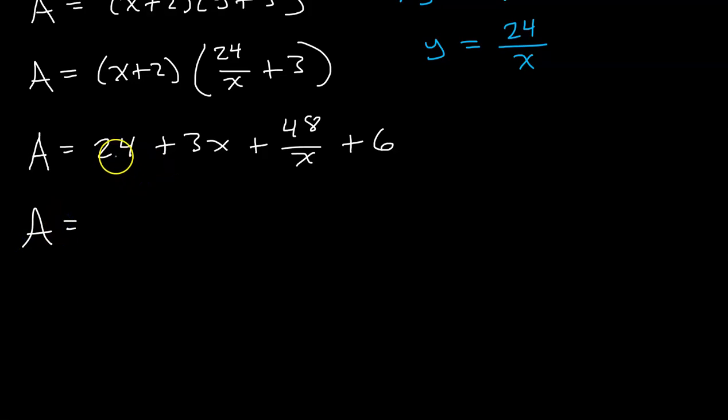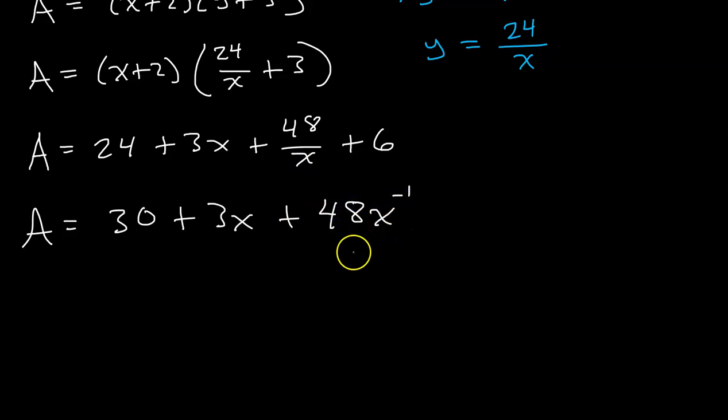So combining like terms, I'm going to have 30 plus 3x plus, I'm going to go ahead and write 48 over x as 48x to the negative 1 power, so I can do the power rule easily. So we need to minimize the area of the paper. That sounds an awful lot like finding the extrema. And how do you do that? Well, you do the first derivative test and use that to identify where the function is increasing and decreasing, and that will tell you where the minimum is. So let's find the first derivative.